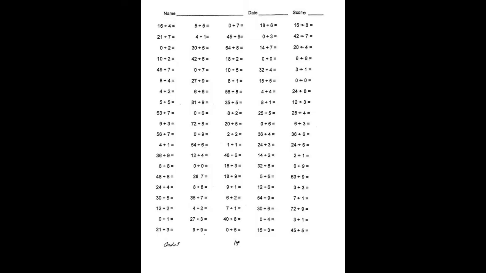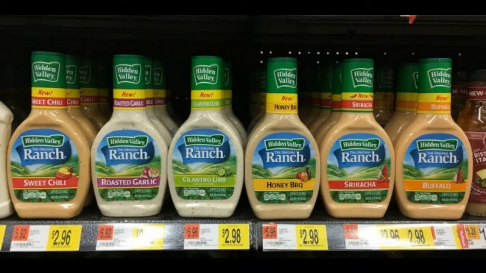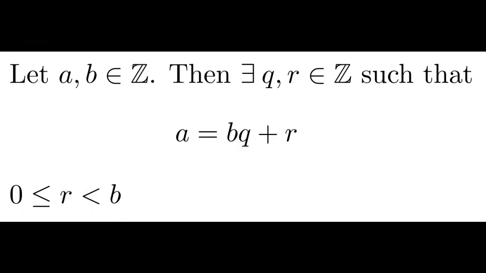The division algorithm may sound like something you learned in 3rd grade, but we're going to dress it up a little bit. It states that if we have two integers, a and b, there must exist two unique integers, q and r, such that a equals bq plus r. Q is what's known as the quotient, while r is the remainder. Also, r lives between 0 and b.